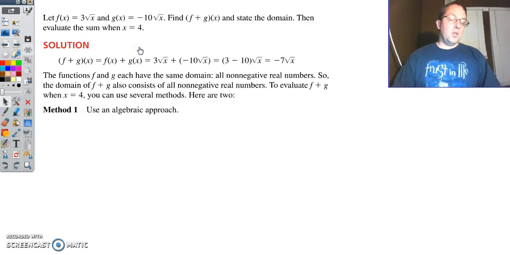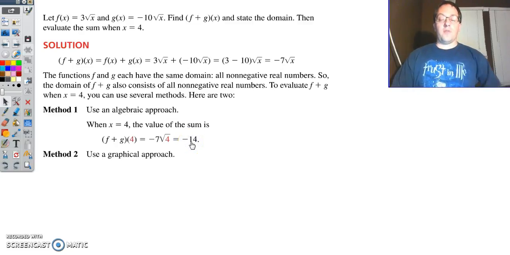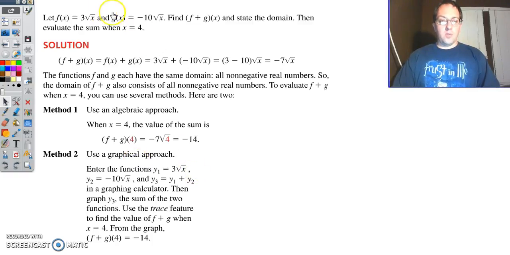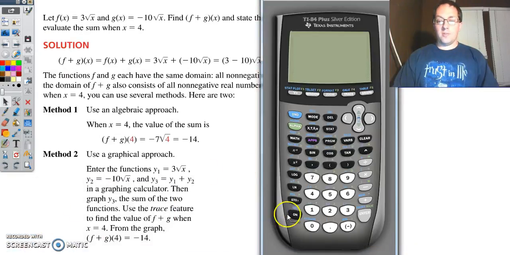Here's a couple. All right, algebraic approach. We know that this is going to be negative 7 square roots of x, so we can just plug in 4 for x, and negative 7 square roots of 4, which equals negative 14. Now, we can also do this graphically if you have a lovely graphical calculator. And so what we're going to do is we're going to put f of x into y1, we're going to put g of x into y2, and then we want to graph y3, which is y1 plus y2. So let's take a look at how to do this.